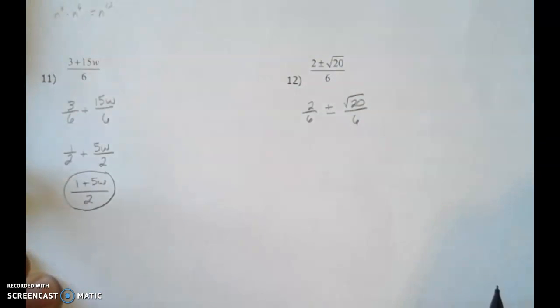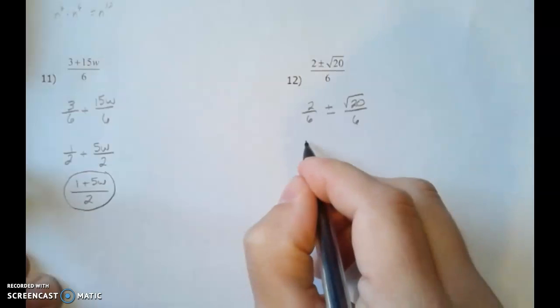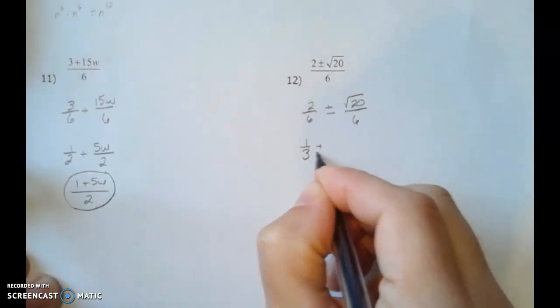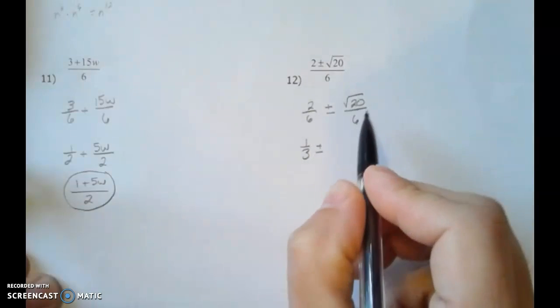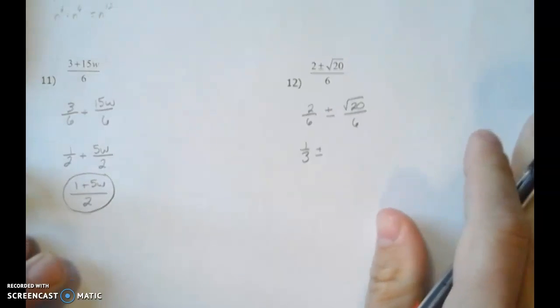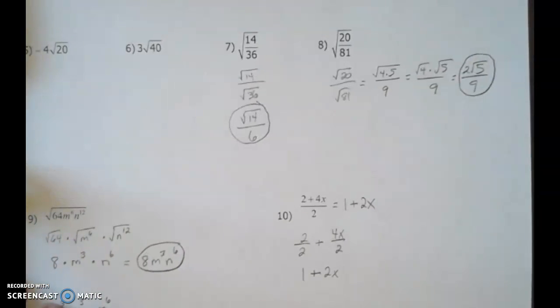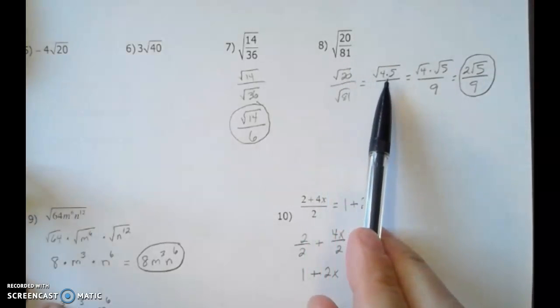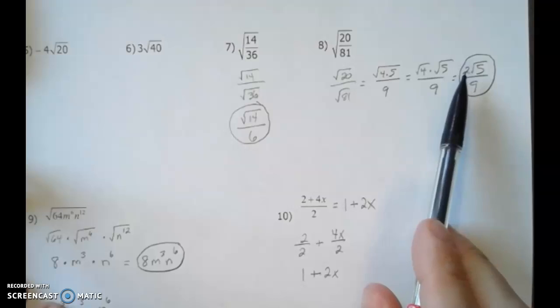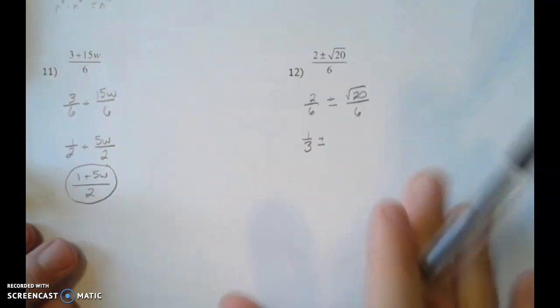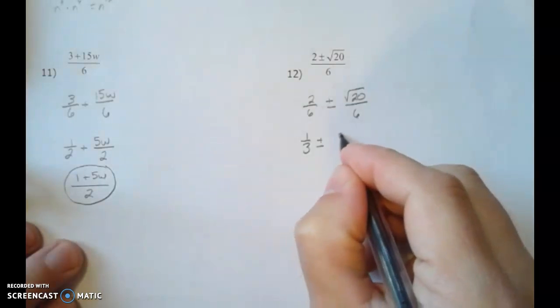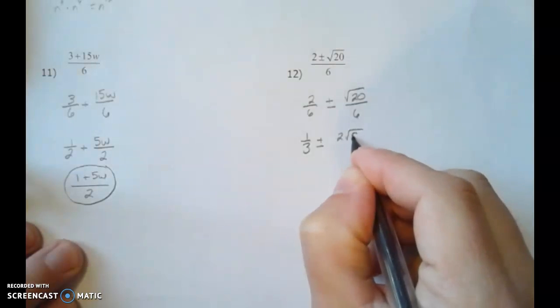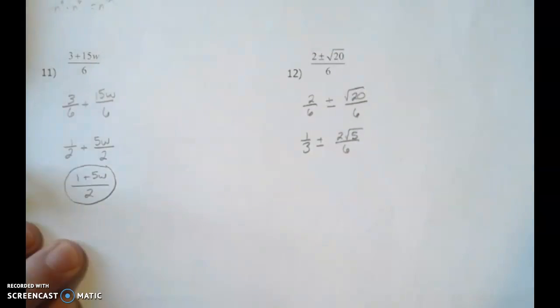Okay, I can simplify the first part here. 2/6 is the same as a third, plus or minus radical 20. Well, we did that one earlier, if I remember back up here. Radical 20 was the same as radical 4 times 5, which simplified all the way down to 2 radical 5. And so I can rewrite this radical 20 as 2 radical 5 over 6.